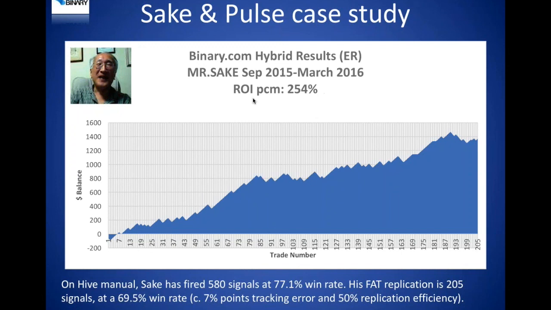His ROI that we've computed is around 254%, assuming $30 trades per month. All right, 254% ROI on a $100 account. This is roughly what he delivered in the last 6 to 7 months that he's been with, 5 to 6 months that he's been with the firm.